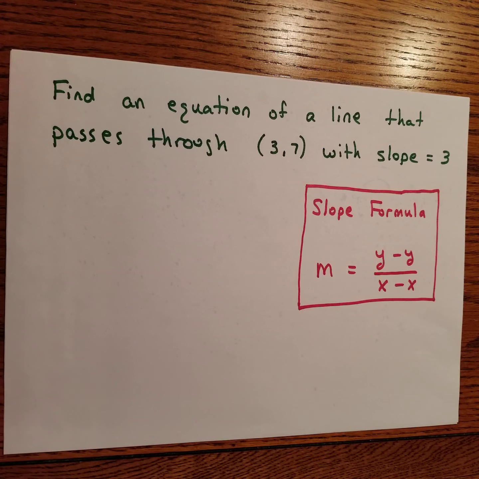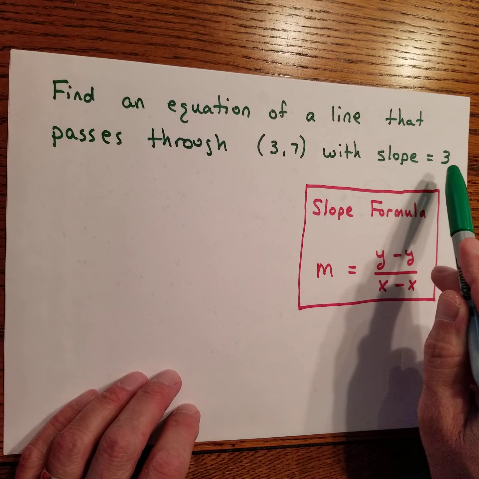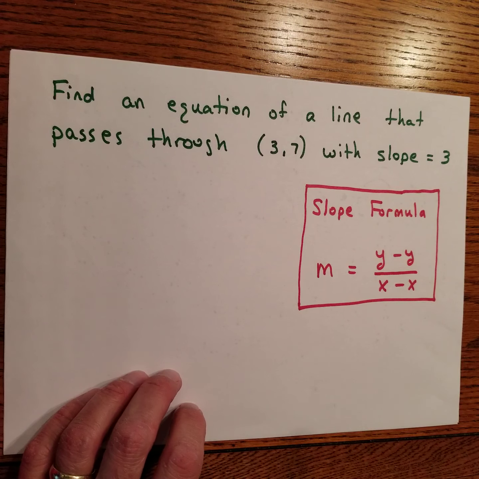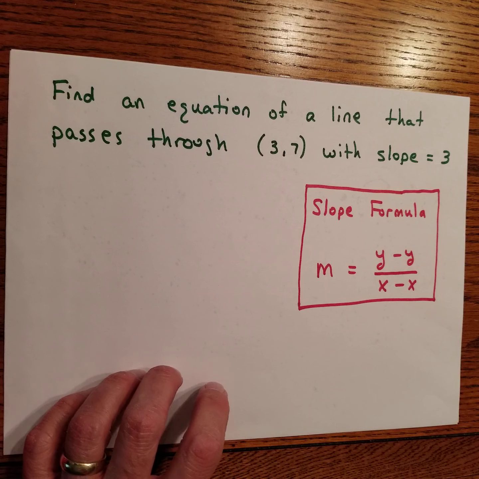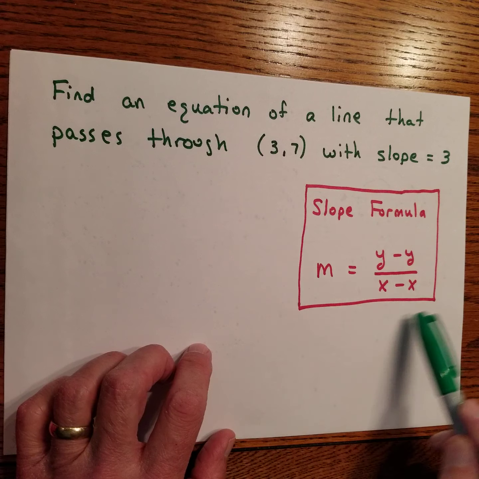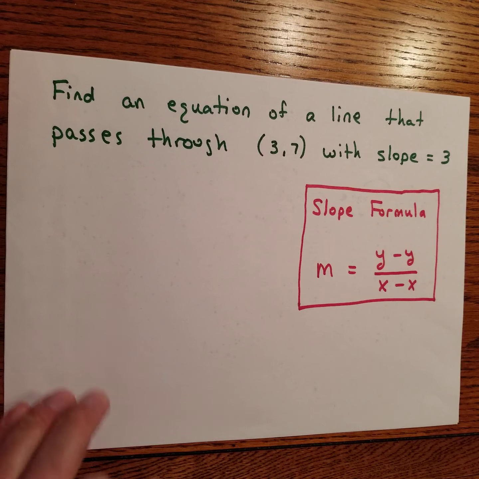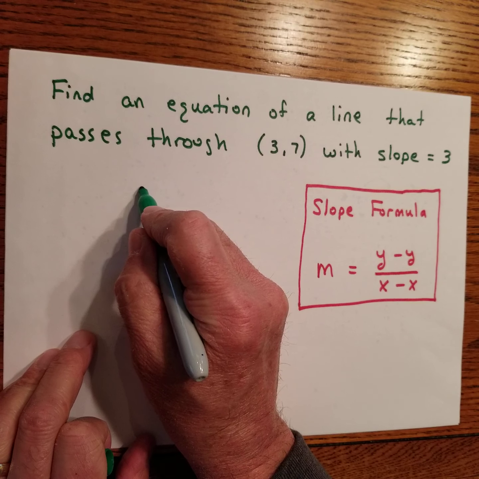Our job is to find the equation of a line that passes through this point with this slope. There are 3 or 4 different techniques for working this problem. The technique I like to use starts with the slope formula. Let's take the slope formula and fill in everything that we know.